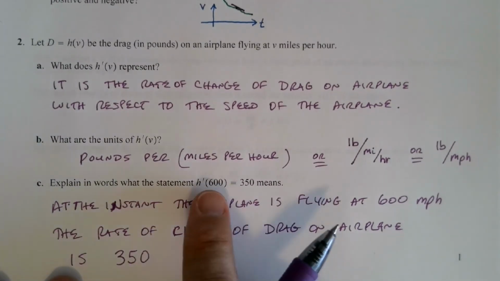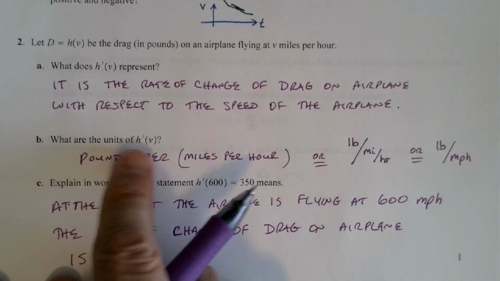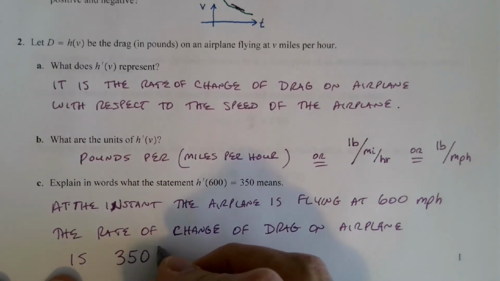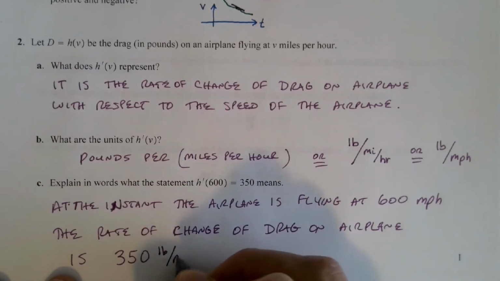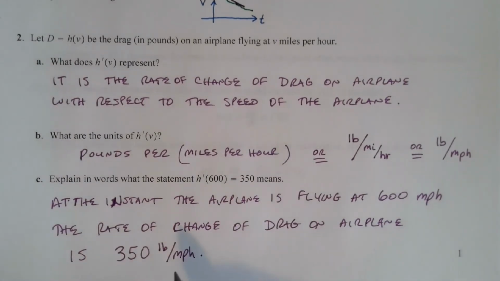No. H prime, right? What are the output units? We just said, what are the units of H prime? Pounds per mile per hour. Okay. So what we're saying is that at that instant, roughly, the airplane is flying 600 miles per hour.